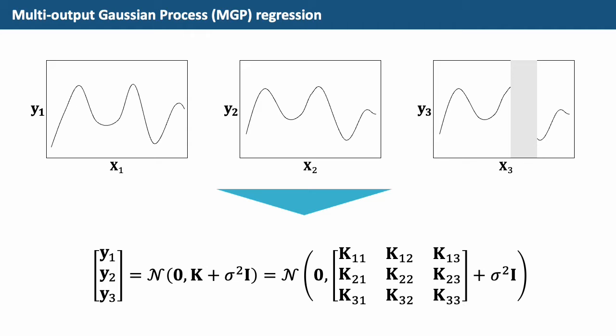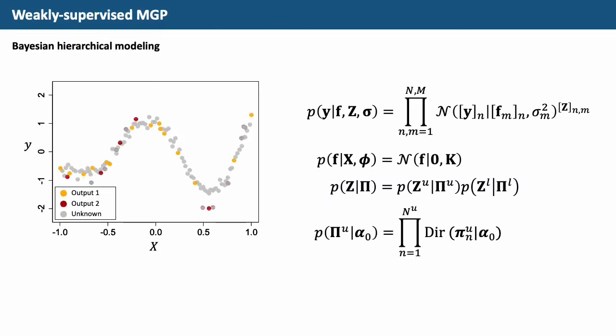Now, let's see how we develop an MGP manageable for using unlabeled data as well. Specifically, our modeling is based on a hierarchical Bayes approach. We first consider an MGP where all M groups have the same observations, including labeled and unlabeled observations. This is called overlapping MGP in the literature.